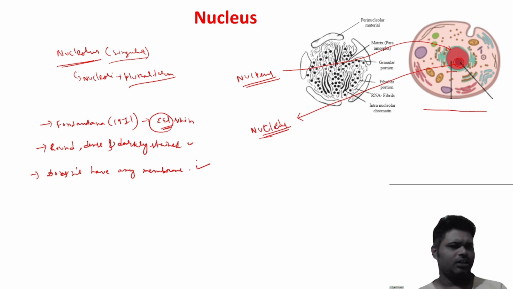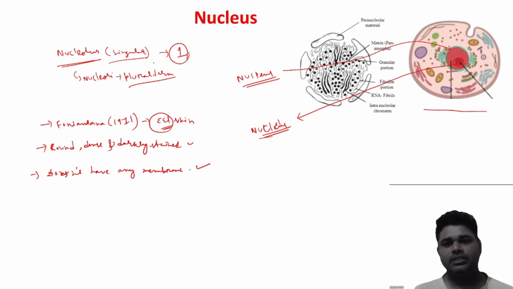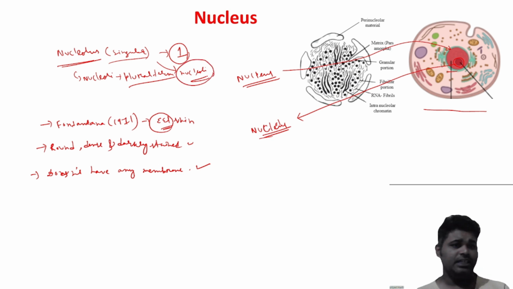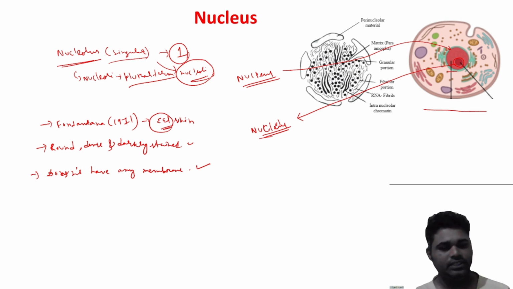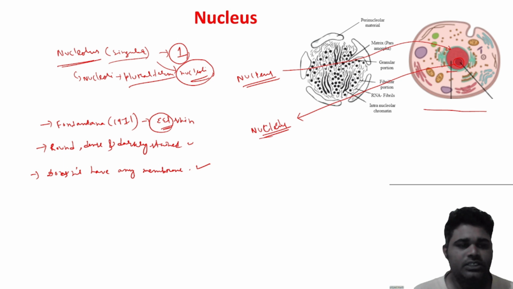In some organisms, the number of the nucleolus is 1. For example, in the human case, the number of the nucleolus is 1. But in many organisms, there are many nucleolus, so we can say that they have nucleoli, because it is a plural term. That means if the number of the nucleolus is more than 1, then it is called the nucleoli.